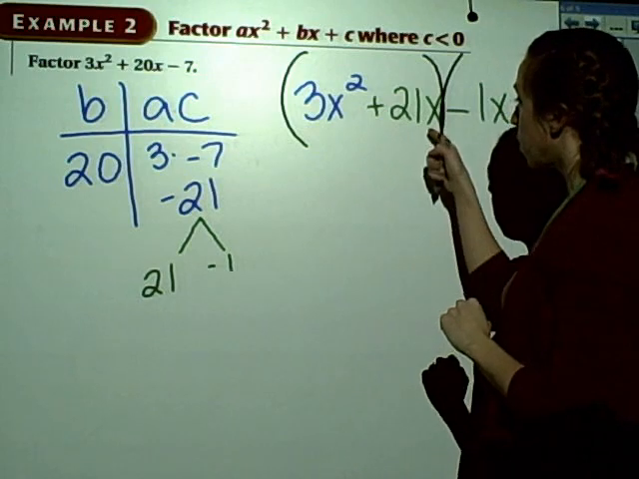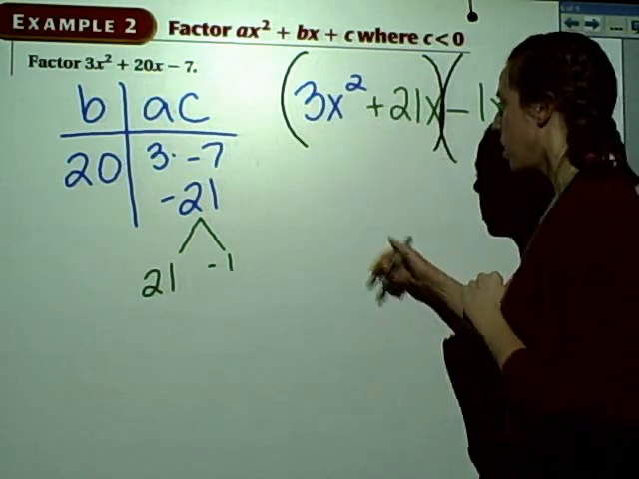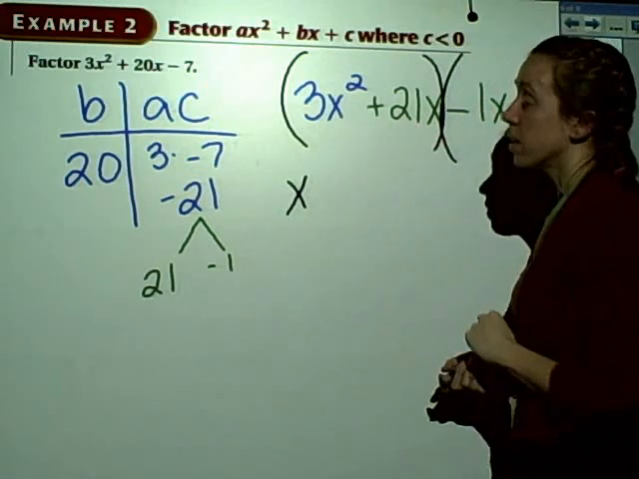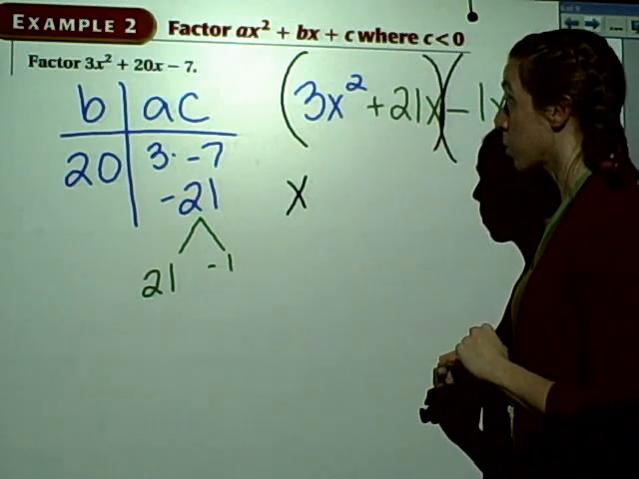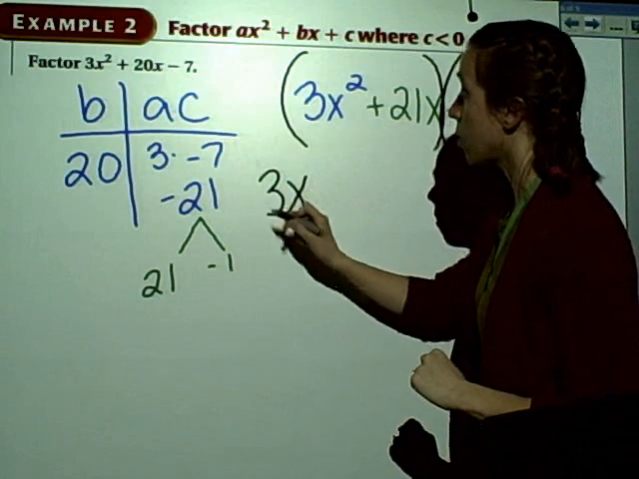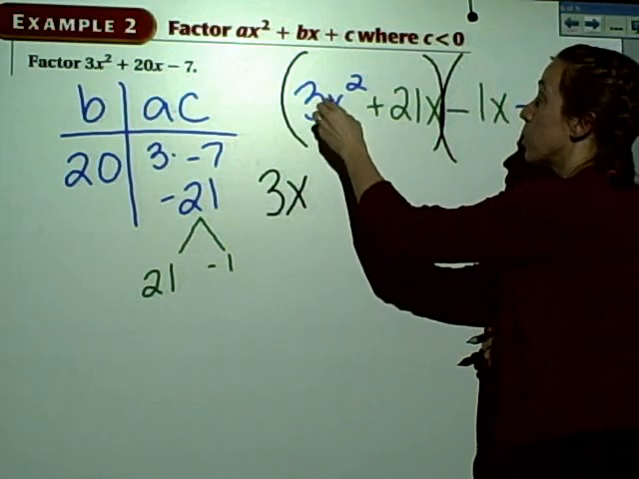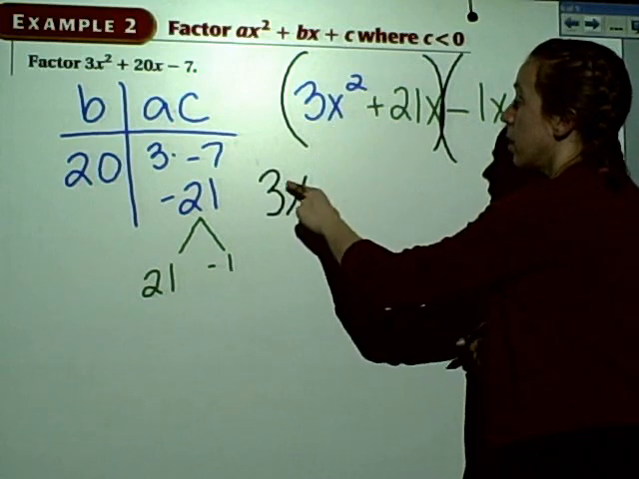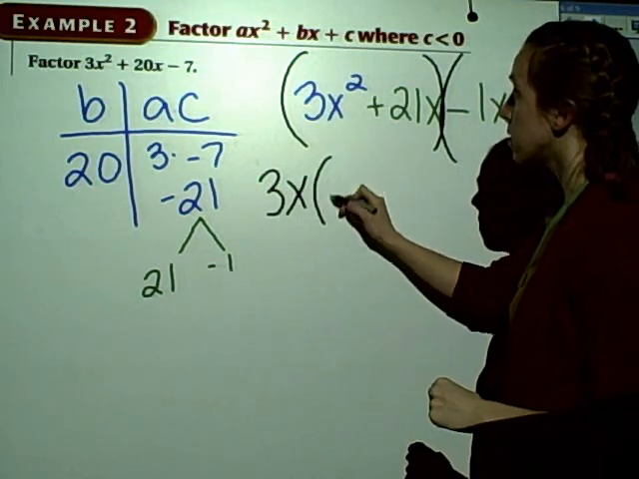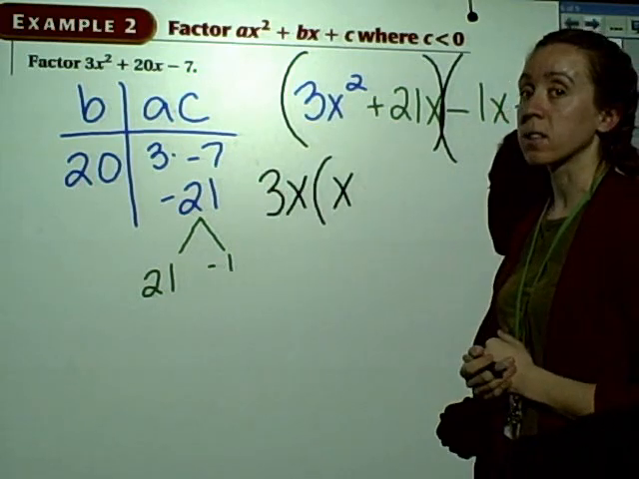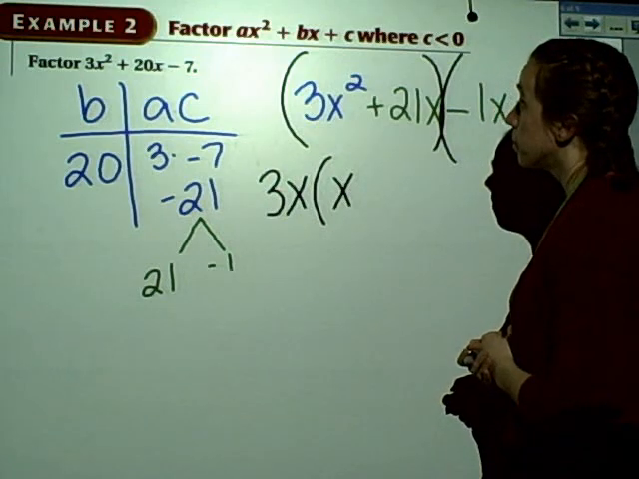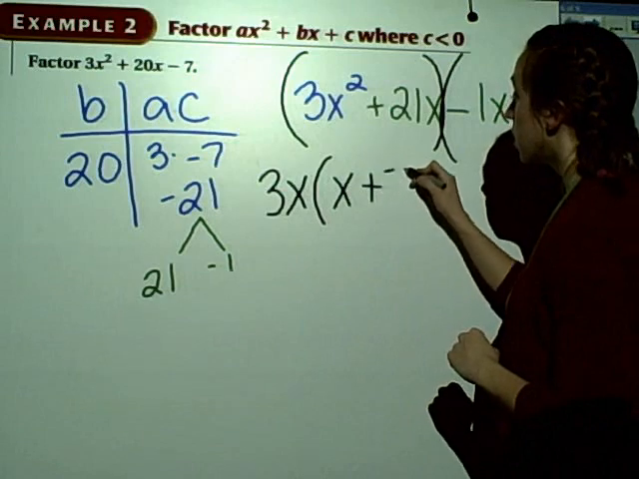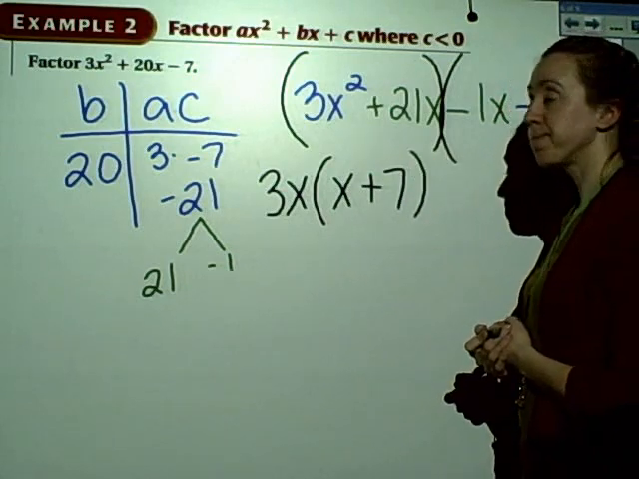What's in common for both of those? Well, I see an x, so that's going to get out of there. And then I notice they can both be divided by 3. So I'm going to factor out a 3x. I'm going to divide each one of those by 3x. 3x squared divided by 3x leaves x left over when I divide it. 21x divided by 3x leaves 7.